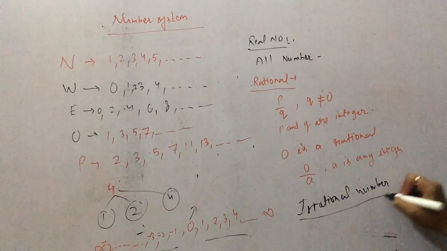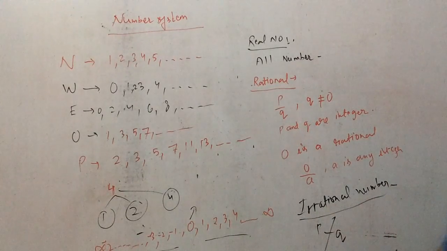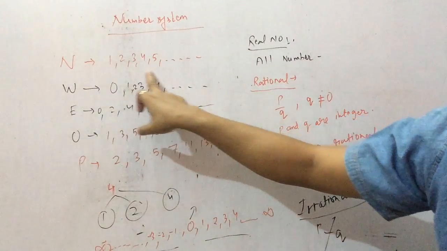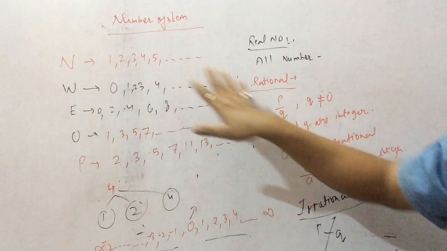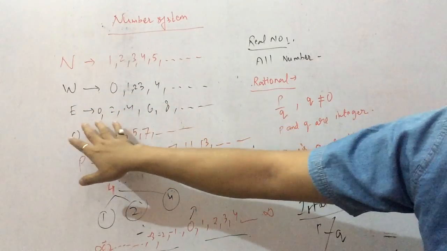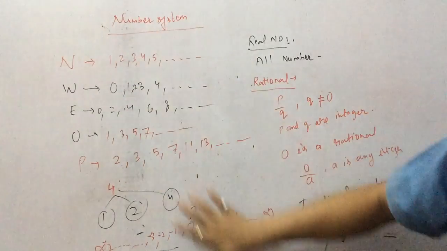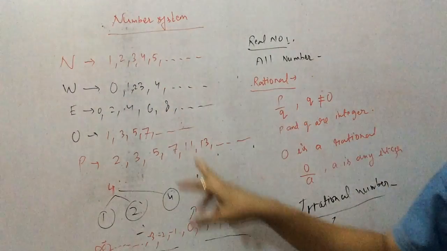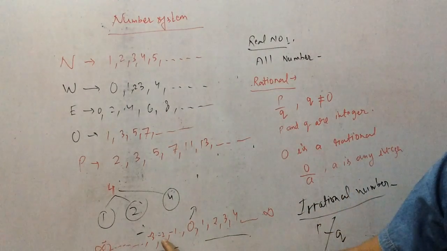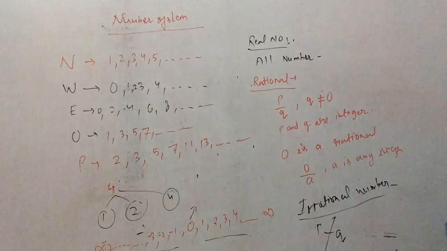So these are irrational numbers, which cannot be written in the form of p by q. Here, natural numbers 1, 2, 3, 4, 5 are rational numbers. And whole numbers are also rational numbers, and even numbers are rational numbers. Here all the numbers are rational, as you know that they can be written in the form of p by q. For example, 8 can be written as 8 upon 1, minus 2 can be written as minus 2 upon 1. So all the numbers here are rational numbers.